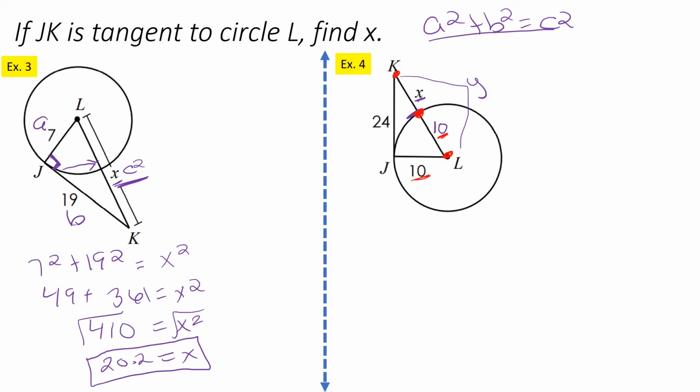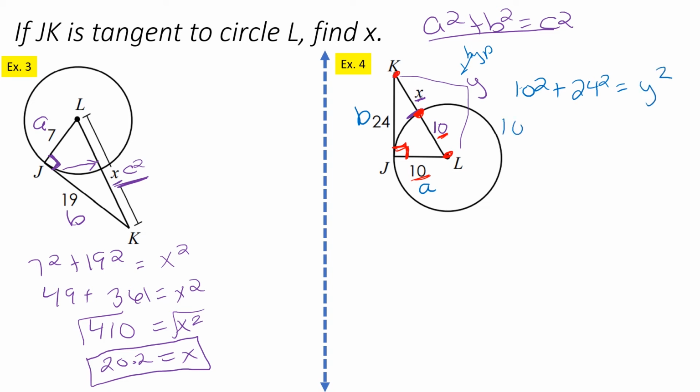All right, so now I'm going to use the Pythagorean Theorem again. This would be the right angle here. Our point of tangency is J. Plug it in to the Pythagorean Theorem, A, B, and then this would be our hypotenuse or our C. So plugging that in, 10 squared plus 24 squared is equal to, so we can call this y squared.